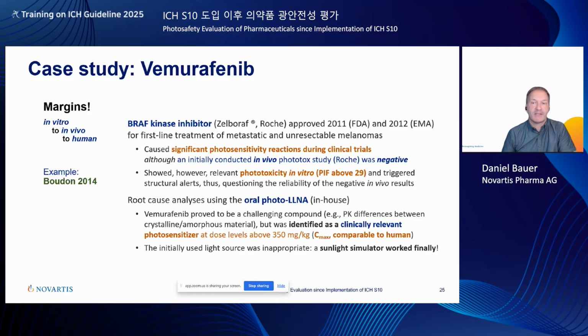This was done before ICH S10, notably. So based on ICH S10, using correct light sources, vemurafenib would have been clearly phototoxic in vitro, as we have seen it, but also in vivo, in both rodent, in rats, and in mice.